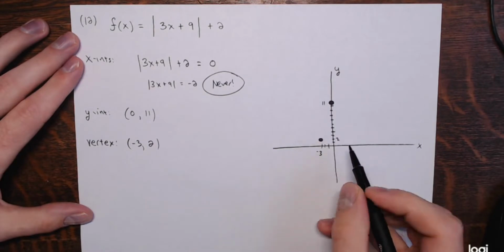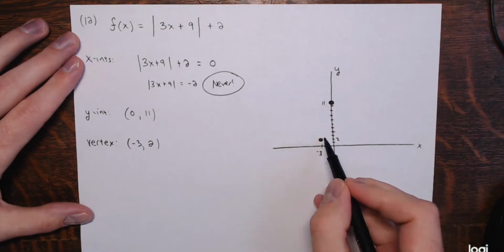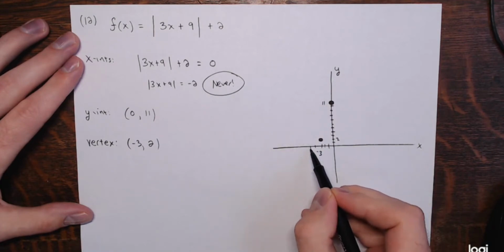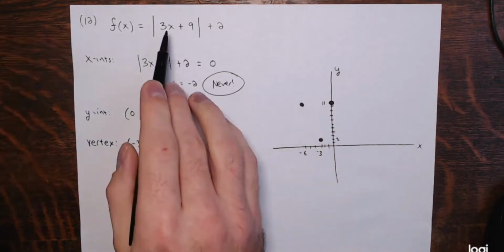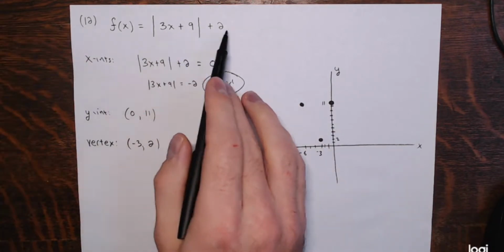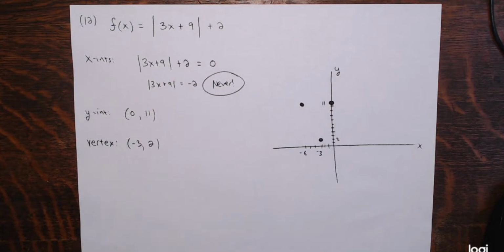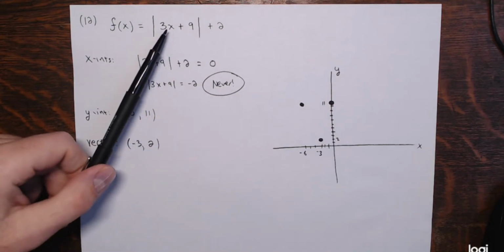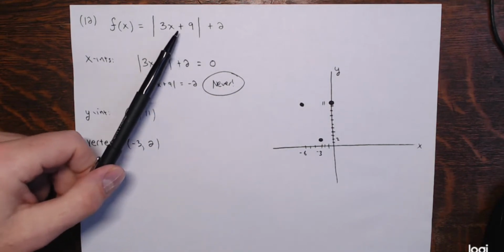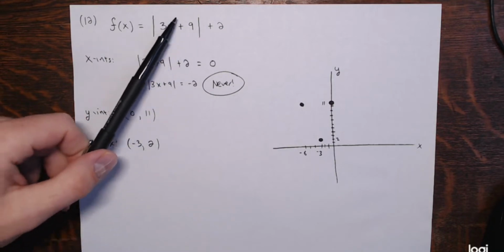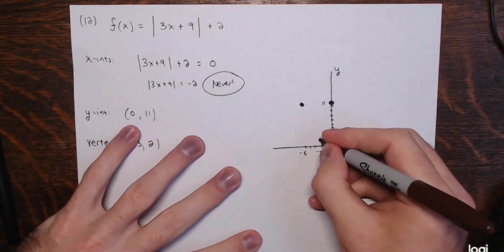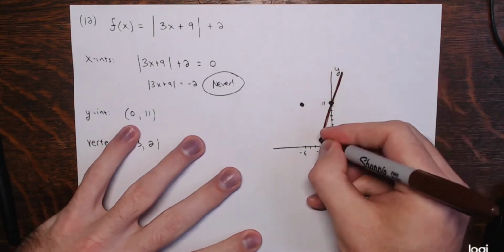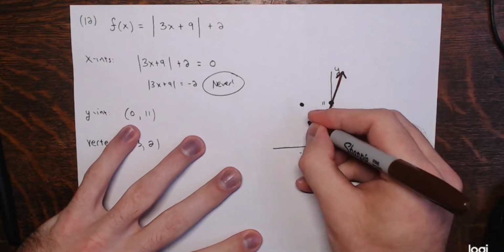And if (0, 11) is on this, using symmetry, we'd say (-6, 11) would also be on this, right? And if you plugged in negative 6, you'd see the output would be 11, because you'd have negative 18 plus 9 is negative 9. The absolute value of negative 9 is positive 9. 9 plus 2 is 11. And there we go. From the vertex through the points on the right, from the vertex through the points on the left, and here's our graph.